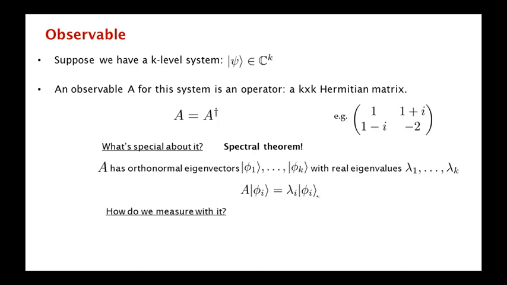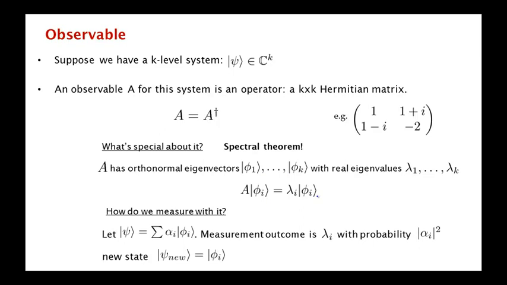Okay, so now what does it mean to use this observable to do a measurement? Well, all it means is that if we write our state psi in the eigenbasis, phi 1 through phi k, then the measurement outcome is going to be lambda i with probability the square of the magnitude of the ith component of psi. And the new state is just phi i.